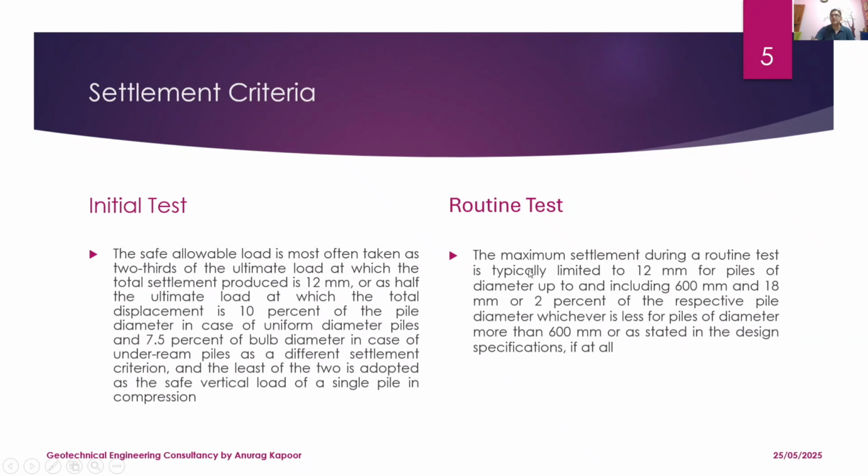Routine test. The maximum settlement during a routine test is typically limited to a maximum value of 12 mm for piles of diameter up to and including 600 mm, and 18 mm or 2%, whichever is less, of the respective pile diameter for piles of diameter more than 600 mm, or as stated in the design specifications, if at all.